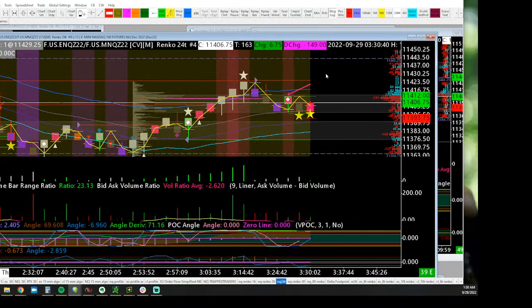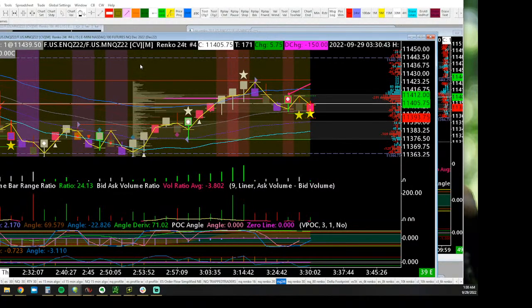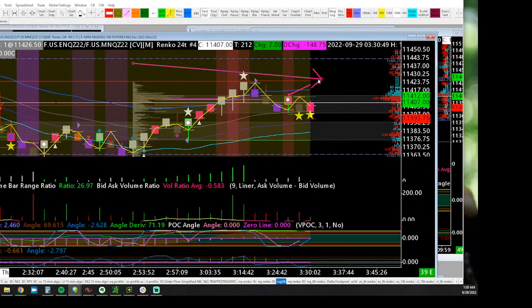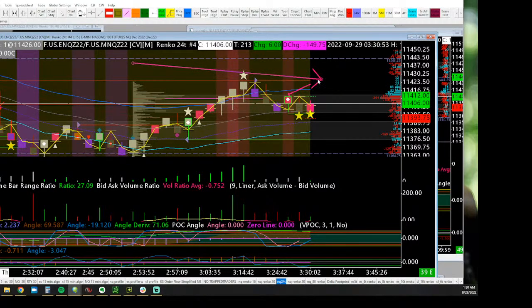Shorting here seems kind of crazy, because we're not at the apex, which is up here. That's your primary. If you wanted to be short, you should be waiting to get short up there. So that's problem number one.